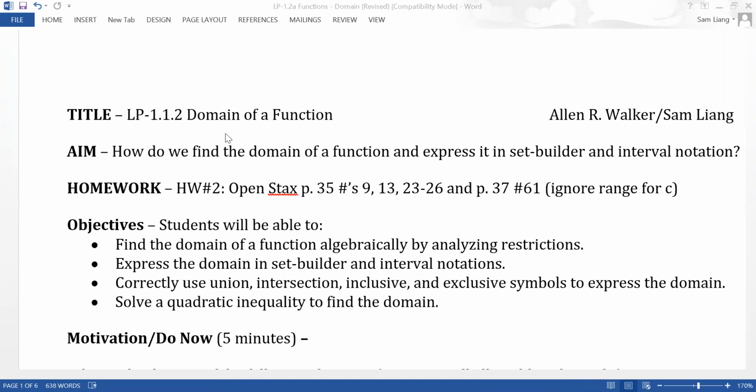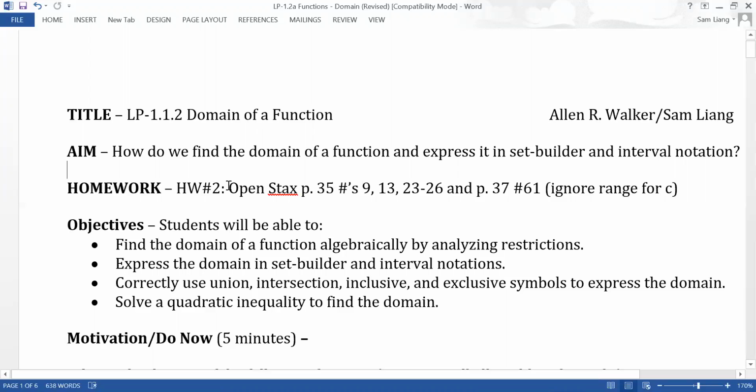Today we're going to talk about the domain of a function, which we mentioned in the first lesson. Your aim for today is how do we find the domain of a function and express it in set builder and interval notation. So set builder and interval notation is hopefully something you remember from Algebra 2. It's just a way to express a set of numbers on the number line, right? We'll go over it in class, okay?